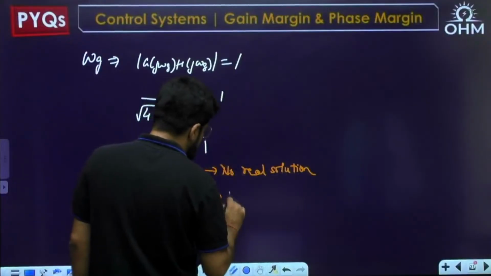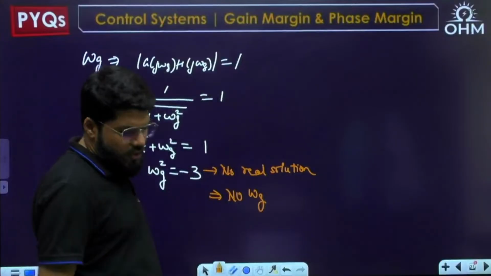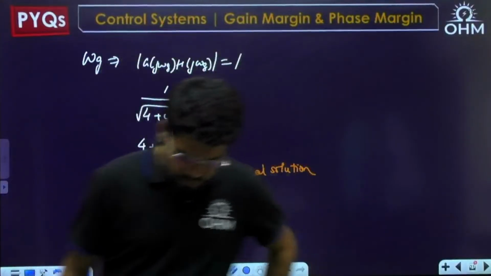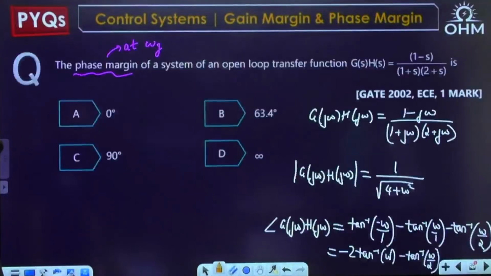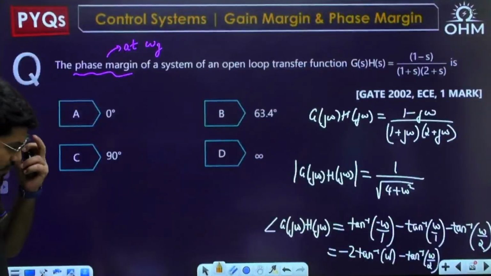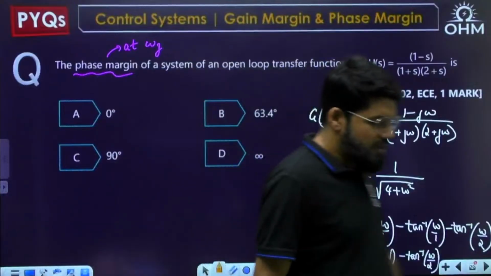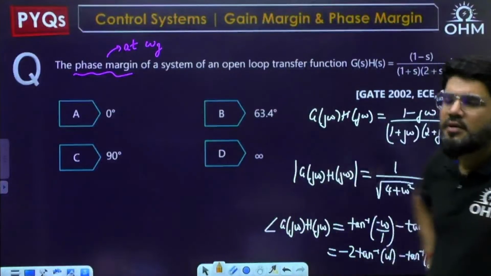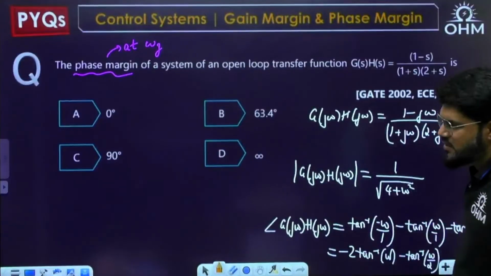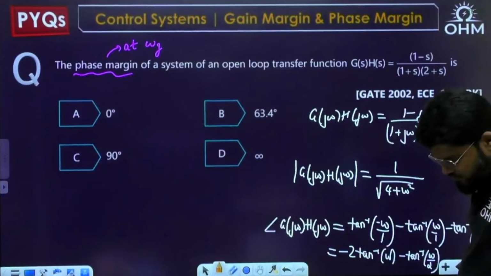That means there is no omega g. There is no gain crossover frequency. There is no frequency at which the Nyquist plot will intersect the unit circle. There is no such frequency.